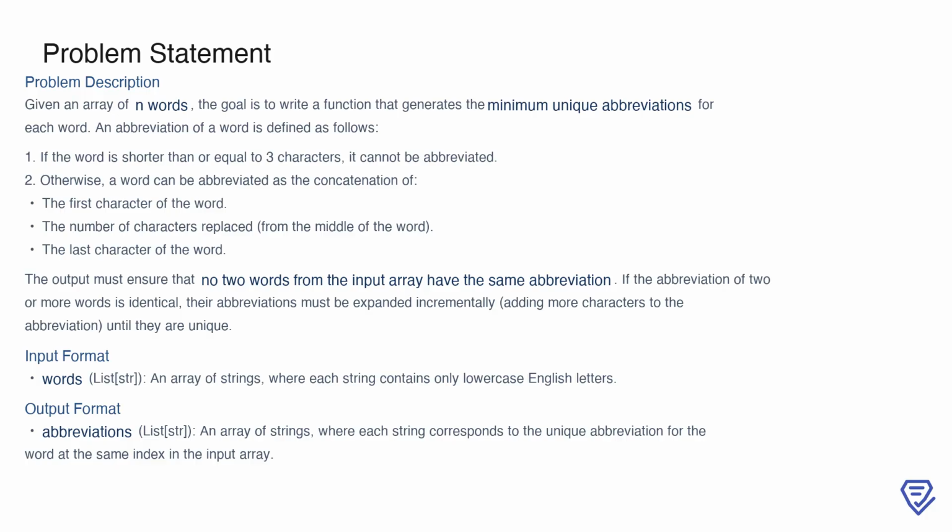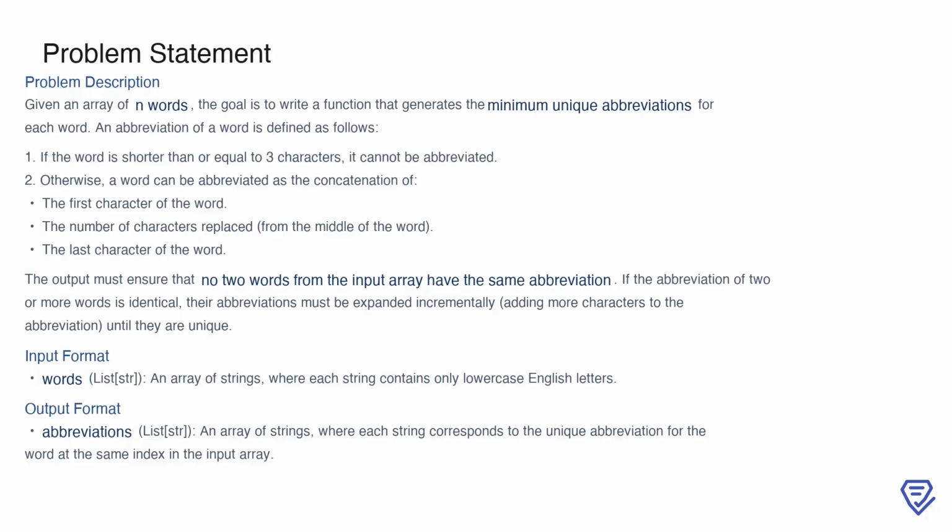Welcome! In this session, we'll dive into problem number 527, word abbreviation. We'll explore the challenge of generating unique abbreviations for a list of words and discuss different approaches to solve it. Let's get started. In this problem, we are tasked with generating the minimum unique abbreviations for an array of words.